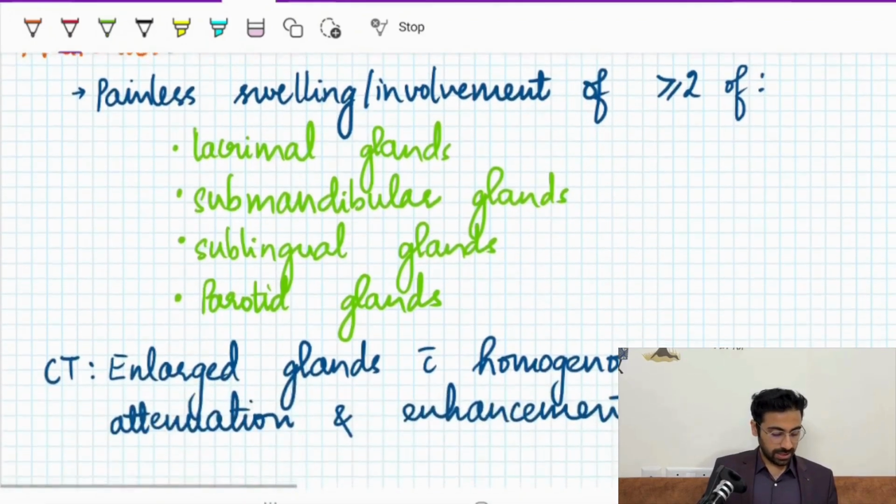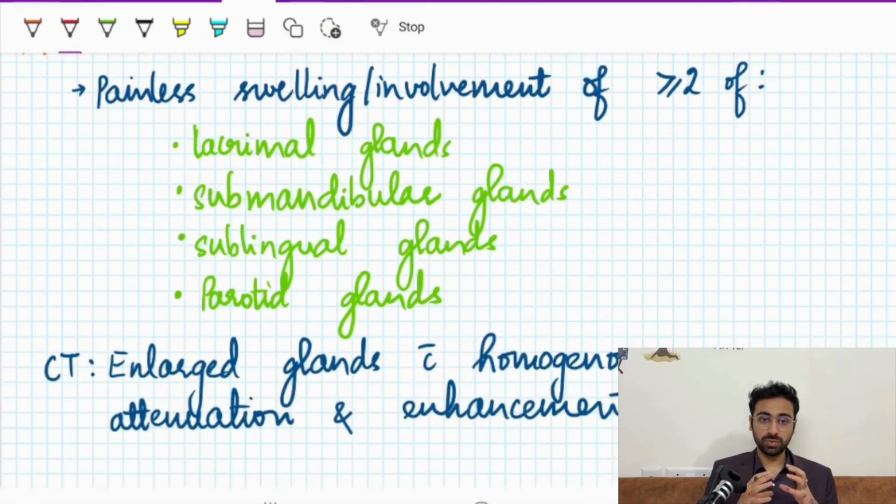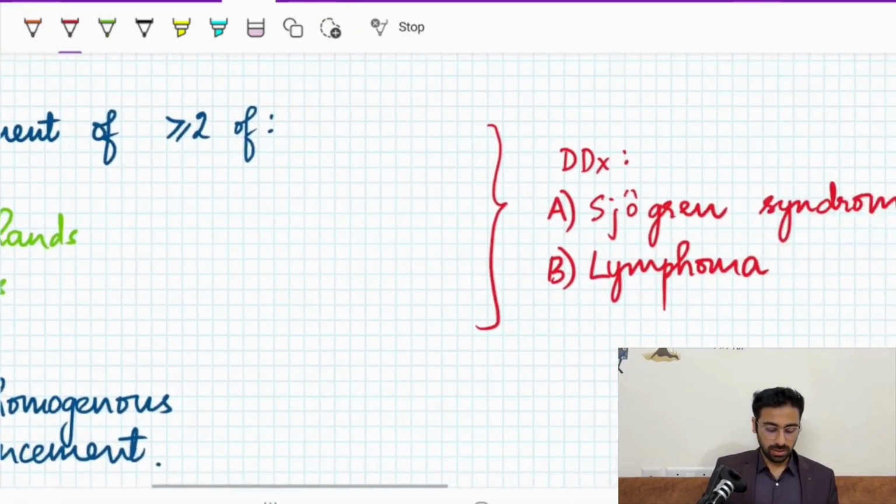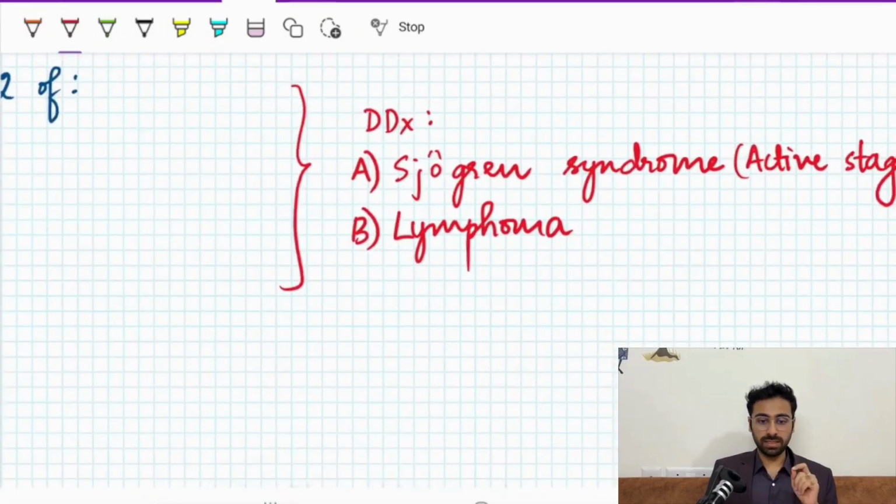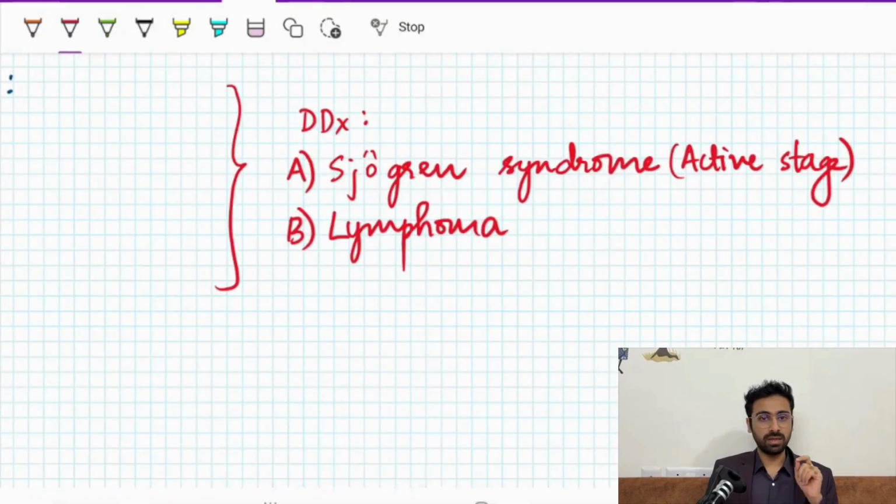Then on CT, it presents with enlarged glands which show homogeneous attenuation and enhancement. The enhancement is usually delayed, they are not arterially brilliantly enhancing, whereas on venous and delayed, they show good enhancement. Now, what you need to know is if a person presents with painless enlargement of the lacrimal gland associated with the parotid, the submandibular, sublingual, there are two important differential diagnoses. First one is Sjogren's syndrome, that is in the active stage. The second being lymphoma. These two must be ruled out before you label him as IgG4 related disease.